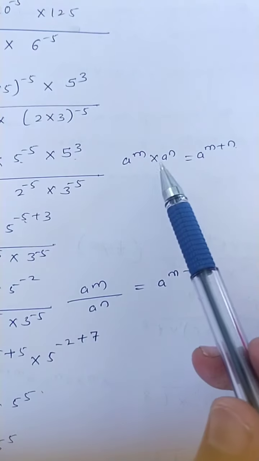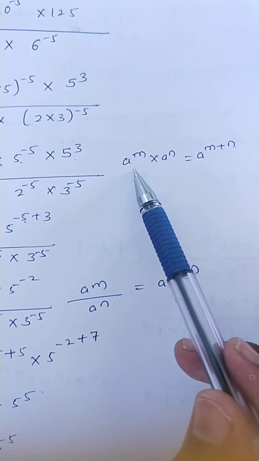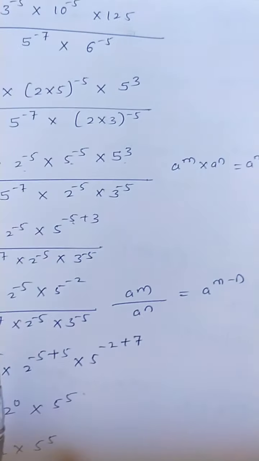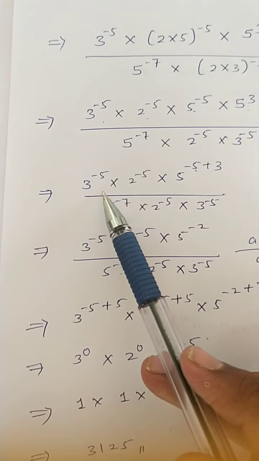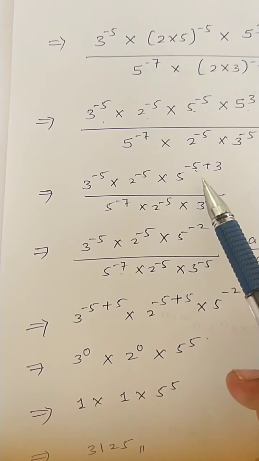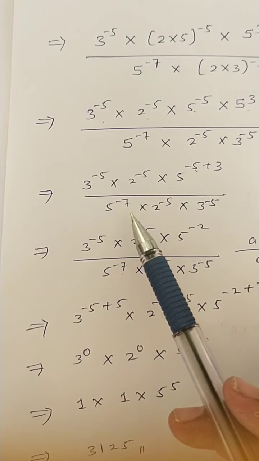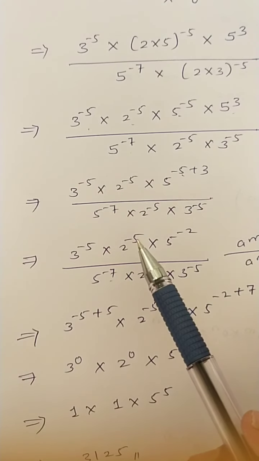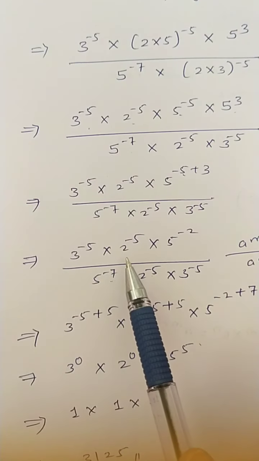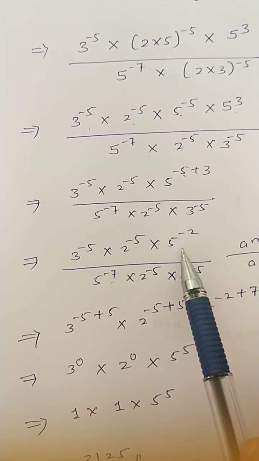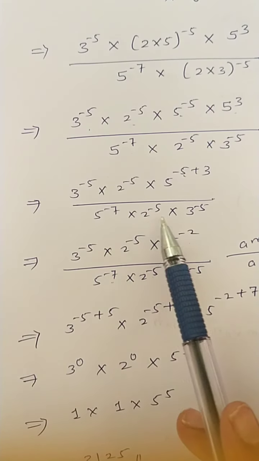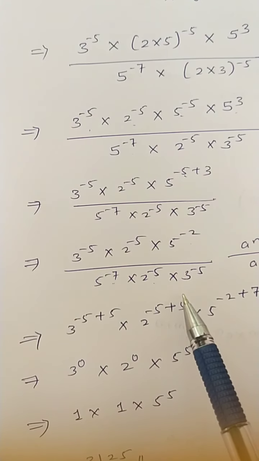Now you have to apply this identity, the law of exponents, a raised to m into a raised to n is equal to a raised to m plus n. Then see 3 raised to minus 5 into 2 raised to minus 5 into 5 raised to minus 5 plus 3, whole divided by 5 raised to minus 7 into 2 raised to minus 5 into 3 raised to minus 5. So see here 3 raised to minus 5 and 2 raised to minus 5 as it is. So minus 5 plus 3 we get as 5 raised to minus 2. So 5 raised to minus 7 as it is, 2 raised to minus 5 as it is, 3 raised to minus 5 as it is.